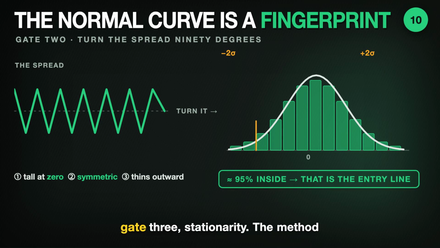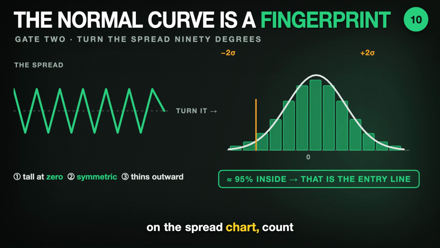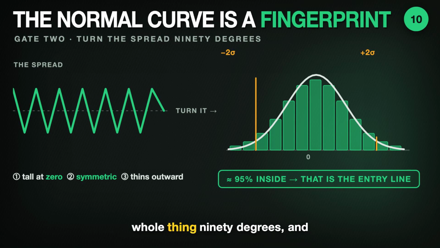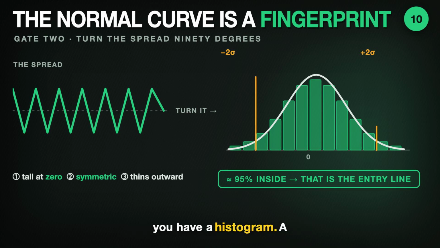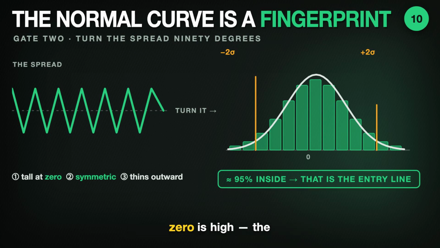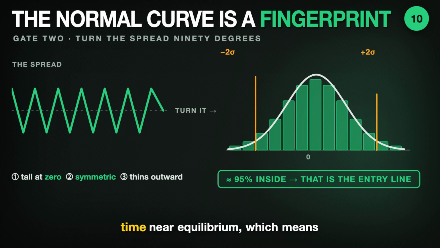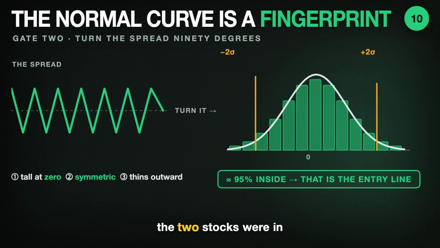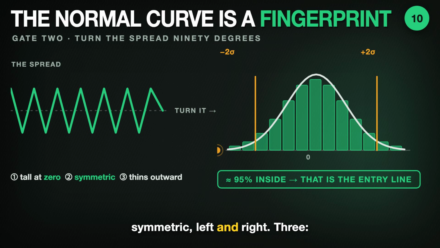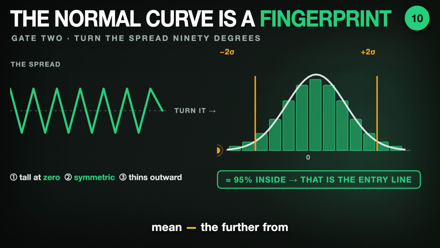The direct test is gate 3, stationarity. The method is simple. Take every value on the spread chart, count them into buckets, stack the buckets as bars. Turn the whole thing 90 degrees, and you have a histogram. A good pair's histogram has 3 fingerprints. 1. The count near 0 is high. The spread spent a lot of time near equilibrium, which means the two stocks were in balance often. 2. It is symmetric, left and right. 3. The count falls off as you move away from the mean. The further from equilibrium, the less likely.